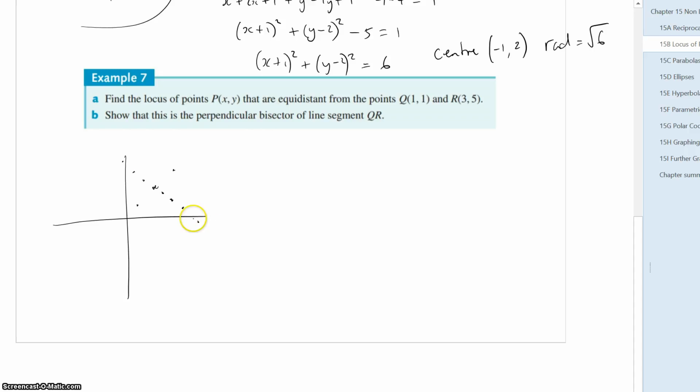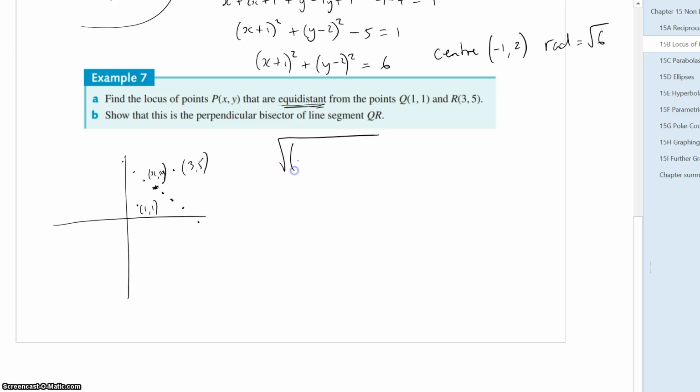I want to find this relationship here. Previously it was a circle. In this case it's going to be a straight line. So again I'm going to use these particular points, (1, 1) and (3, 5), and a generic random point (x, y). I'm going to use the distance formula again because it's equal distance, to show you that it works out to be a straight line. So I'm going to get the distance between (1, 1) and (x, y), and the distance between (x, y) and (3, 5), and make them equal to each other.